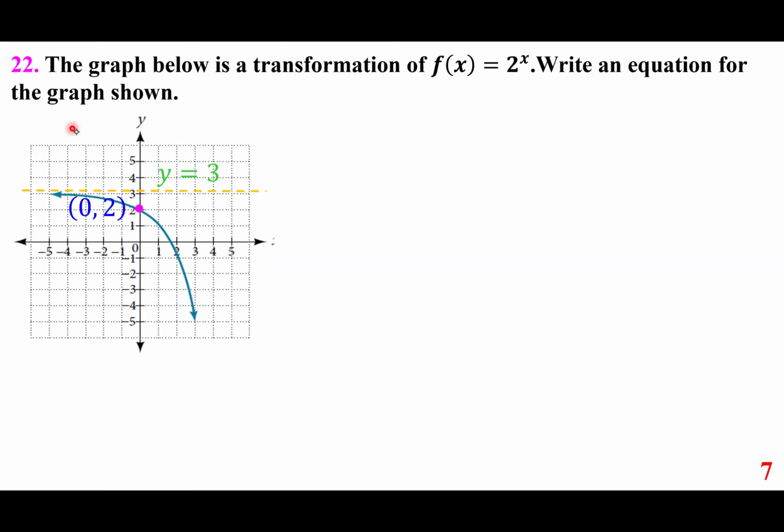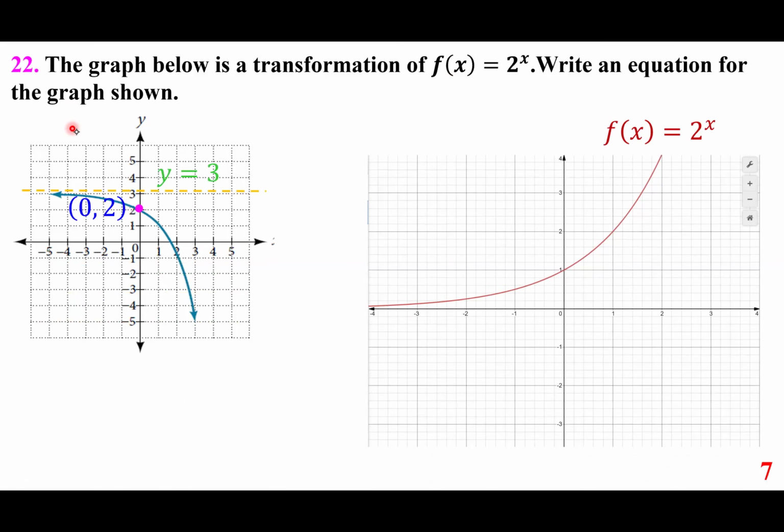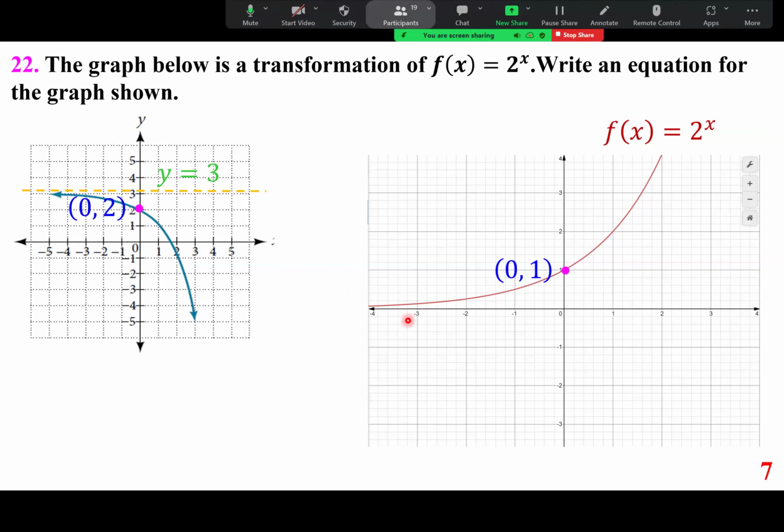So if we start with the basic function y equals 2 to the power of x, which looks like that, with the y-intercept of 0, 1, it seems to me that this is some sort of a reflection across the x-axis, so that means you put a negative in front of that. So y or g of x equals minus 2 to the power of x, reflected across the x-axis, to make it look like that.